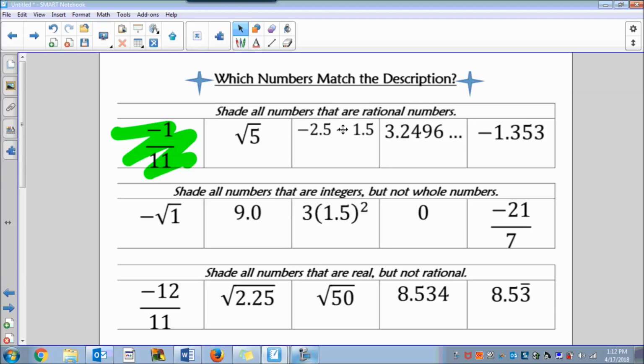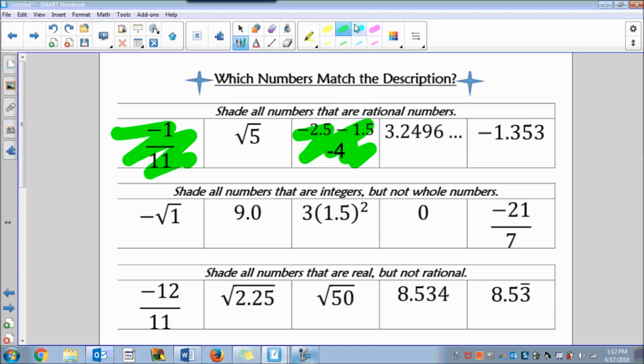-2.5 minus 1.5. That would give us -4. The best description for -4 is really the integers. But all integers are rational numbers, so we can shade that one. It's an integer, which means it has to be a rational number.